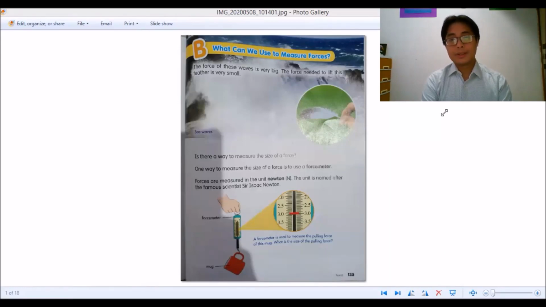Hello, grade 3 students. Today we're going to have a new subtopic of force. Here on page 135, so please get your textbook and join me in studying this lesson. The subtopic is, what can we use to measure forces?